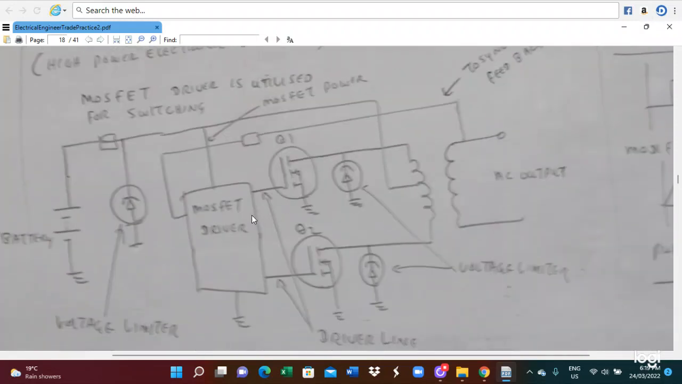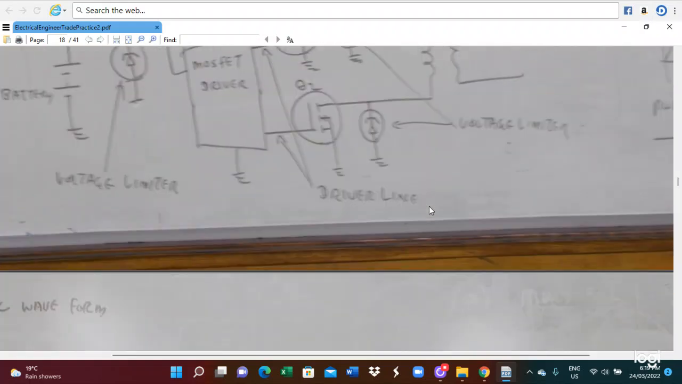So you have the MOSFET driver. Also, this is a voltage limiter. So the battery voltage limiter is connected here, and the MOSFET driver is driving those MOSFETs, and then the MOSFETs are making this switching waveform, changing it to alternating current, alternating voltage, and the output is AC supply. So this is the connection of the MOSFET circuit.